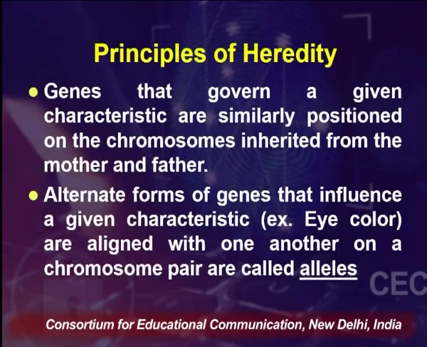So, genes that govern a given characteristic are positioned on the chromosomes inherited from the mother as well as the father. Alternate forms of a gene that influence a given characteristic, aligned with one another on a chromosome pair, are called alleles. For example, if we are talking about eye color, the eye color of the father is black and the eye color of the mother is brown. So, the child might have both eye color genes or alleles on his chromosomes, but the gene which is dominant will show that color in the child.